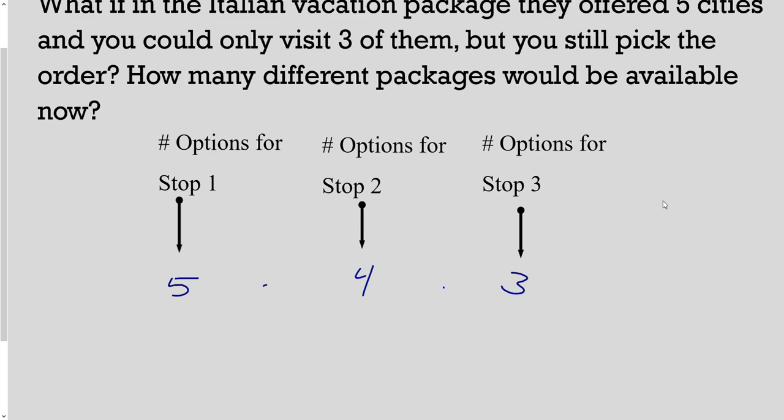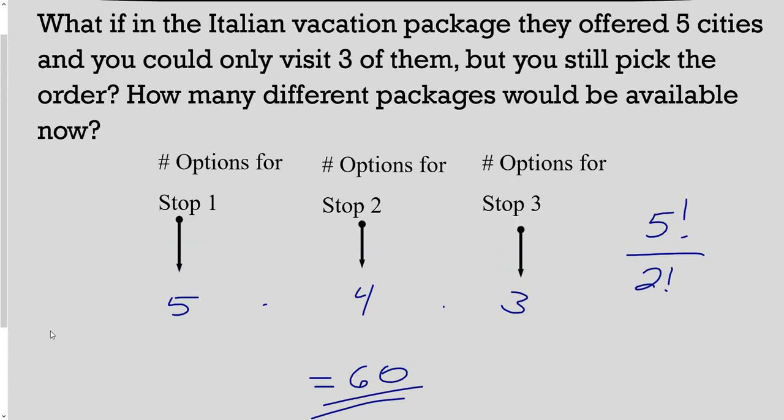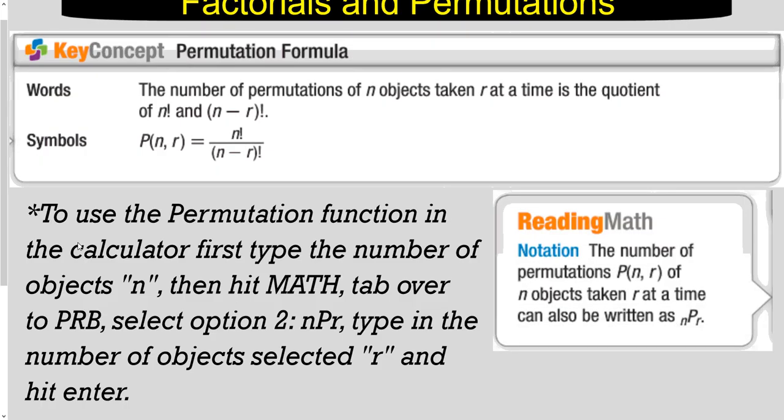One way we could write this is 5 factorial over 2 factorial, because the 2 and the 1 need to get factored out. 5 times 4 is 20, times 3 is 60 different vacations that we could take, visiting 3 cities with 5 choices. Okay, so this is what's called a permutation. The number of permutations of n objects taken r at a time is the quotient of n factorial and n minus r factorial, meaning quotient, meaning division.